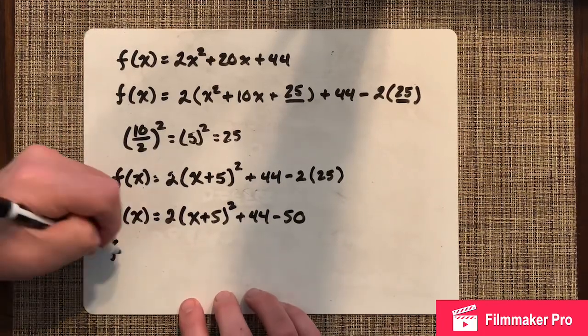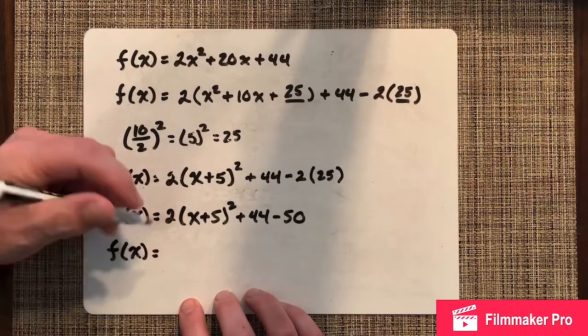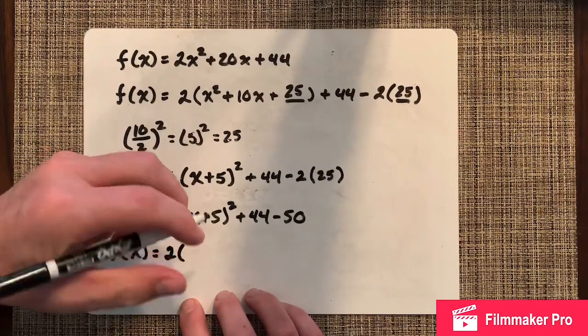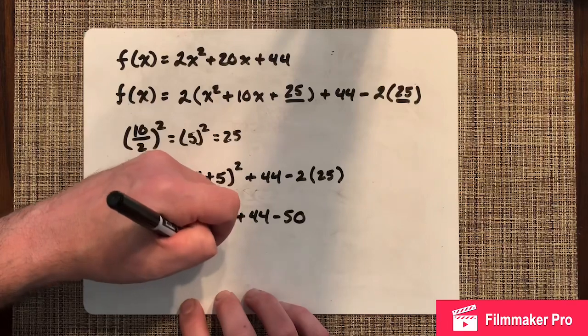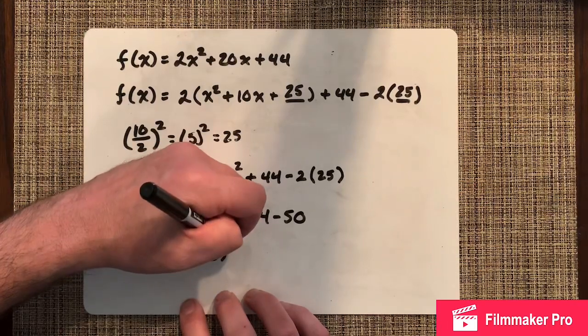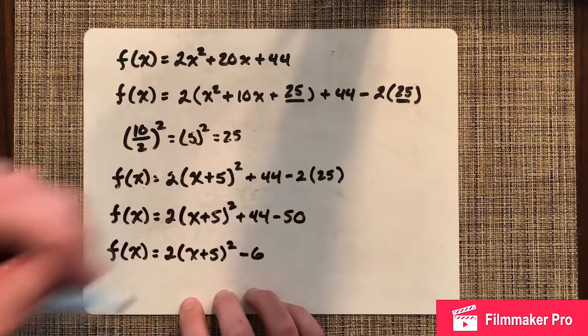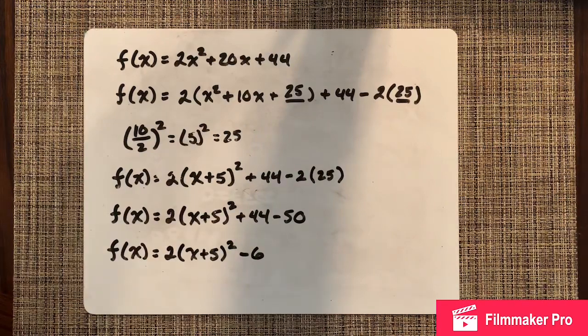So f of x is equal to 2 times x plus 5 squared minus 6. And if you rewind the video, you'll see that that was exactly the quadratic function that we did start with. And so I got it correct.